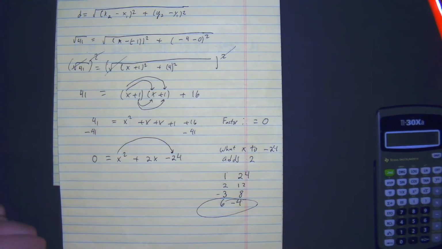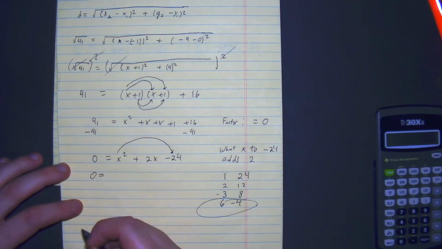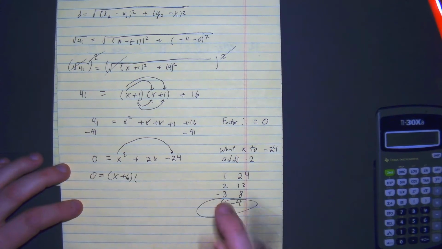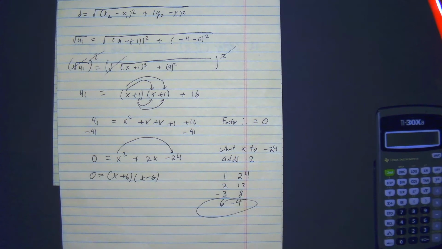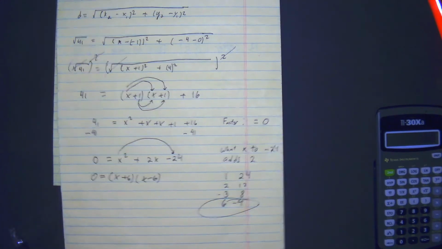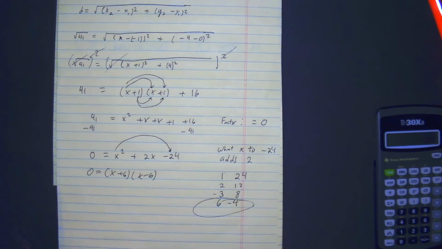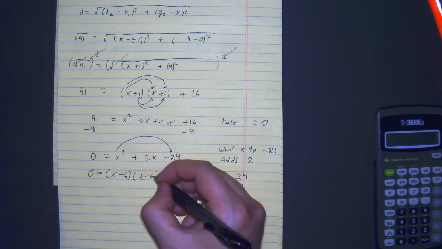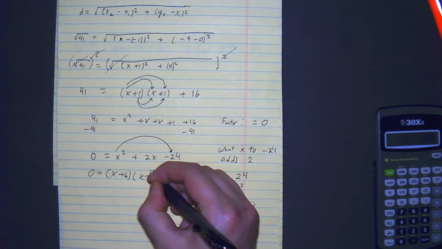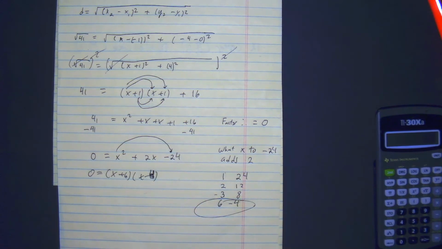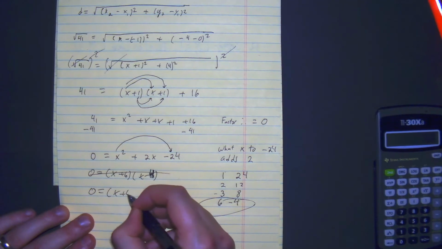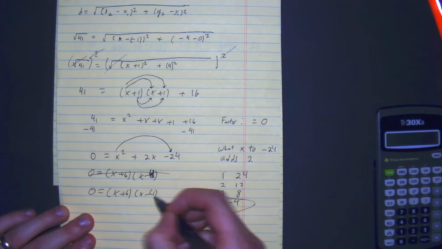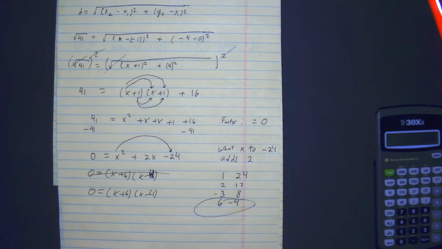So if I use the magic number game, I have 0 is equal to x plus 6, x minus 6. If you can recall, when you equal these out to 0, oops, it's minus 4. I'll just cross that out, make 0 equals x plus 6, x minus 4. I can't write it, I guess.